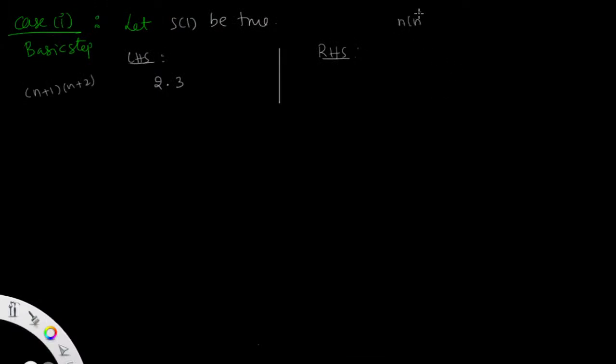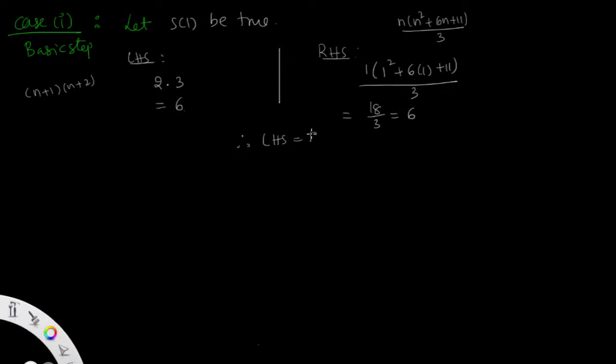The RHS is n into (n square plus 6n plus 11) divided by 3. Put n equal to 1: that is 1 into (1 square plus 6 into 1 plus 11) divided by 3. That is 1 plus 6 is 7, plus 11 is 18, 18 by 3, which is 6. Here also 2 into 3 means 6. Therefore the LHS and the RHS are both equal, 6 equal to 6. Therefore the statement is true for S(1). Now it is true. Next, case 2.